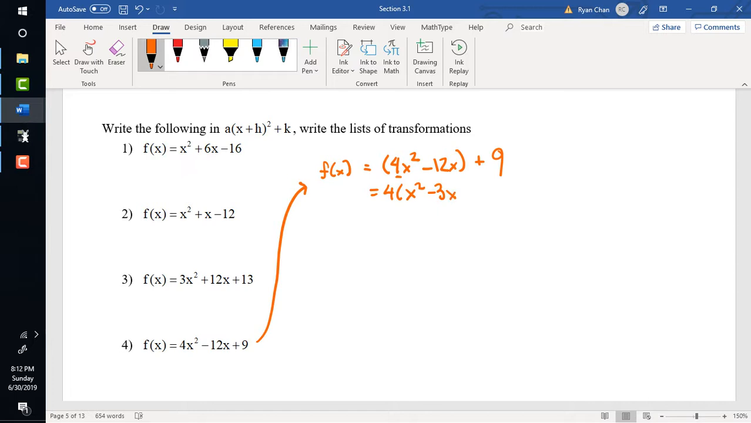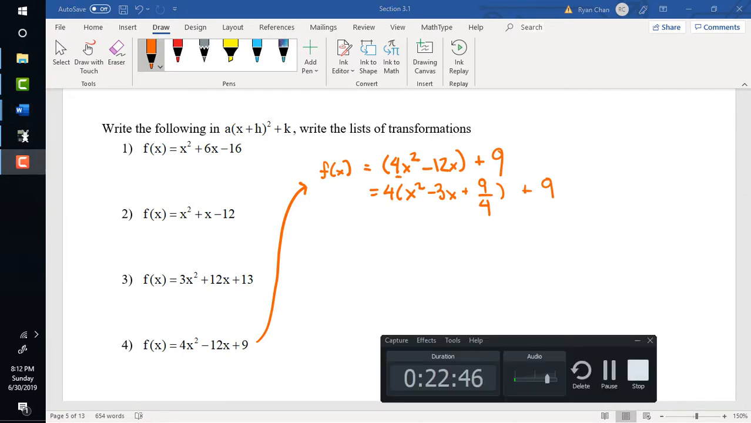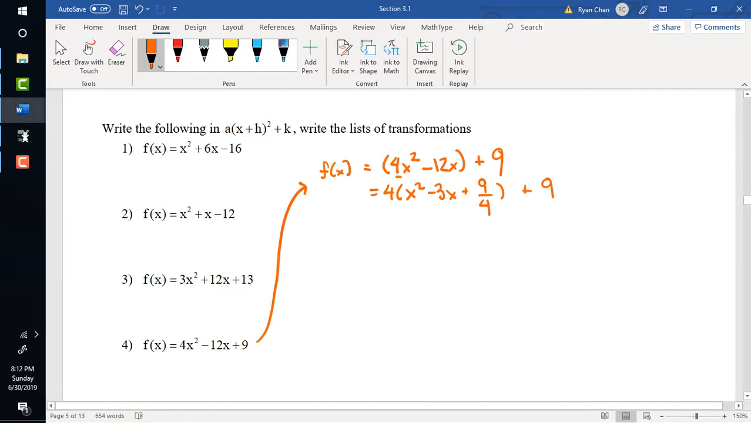Okay, and then I'm going to think of a special number that is going to make this a perfect square. Okay, now unfortunately for us, this is kind of a brutal one because this will be a fraction. Negative 3 divided by 2 is negative 3 halves. I square it, it'll become 9/4. Like the following. And I'm trying to think about what do I add and subtract to balance that out. Now let's think about this right here. Okay.